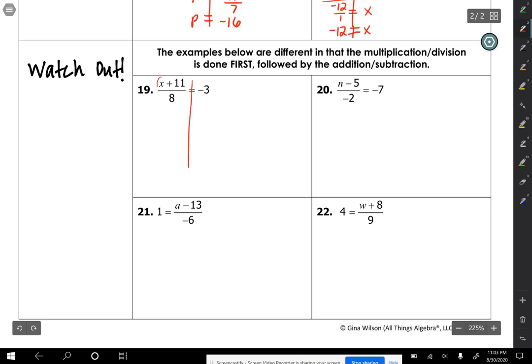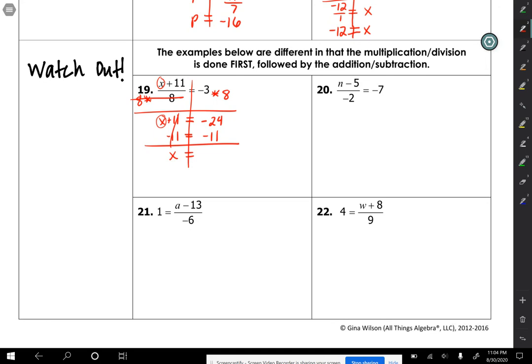So we need to get rid of the dividing by 8 first. And to do that, the opposite of dividing by 8, we can multiply by 8 on both sides. Those cancel out, leaving me with x plus 11 equals negative 24. Now, I'm still solving for x. I want this plus 11 to go away by subtracting 11 from both sides. Those cancel out. X equals negative 24 minus 11. Same sign. We're going to combine them together and take the negative. 35.